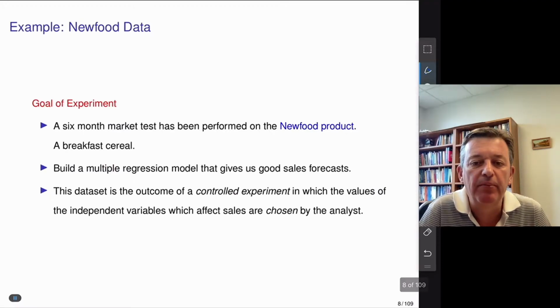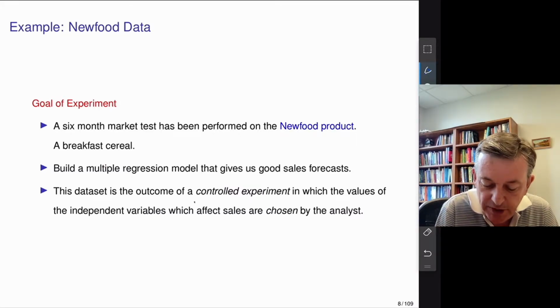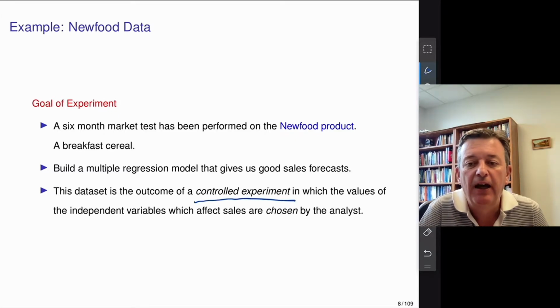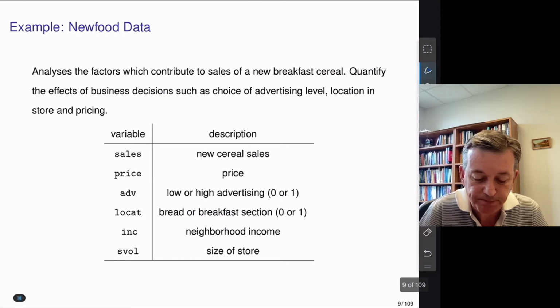Okay, so let me start with a marketing example. There was a 6-month market test of a new food product. It was a new breakfast cereal, and the idea was to build a multiple regression to give us good sales forecasts. Now, I think we talked back in chapter 3 about observational versus field studies, so design of experiments. So what's nice here is that this is a controlled experiment where you can decide how to collect the data before you start, so providing good data. But remember, it's more costly as a general rule to do design of experiments than just to take some observational data.